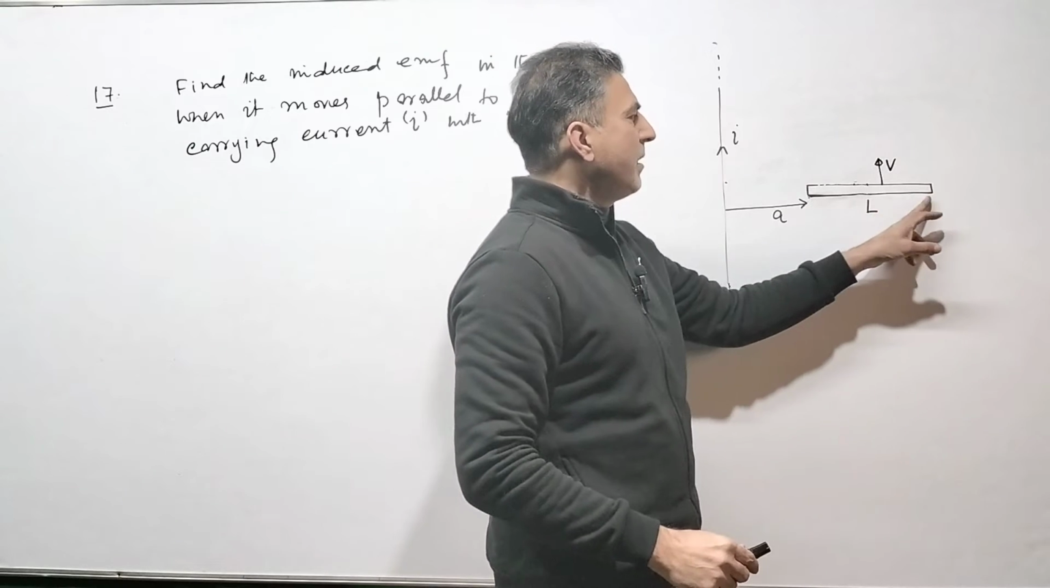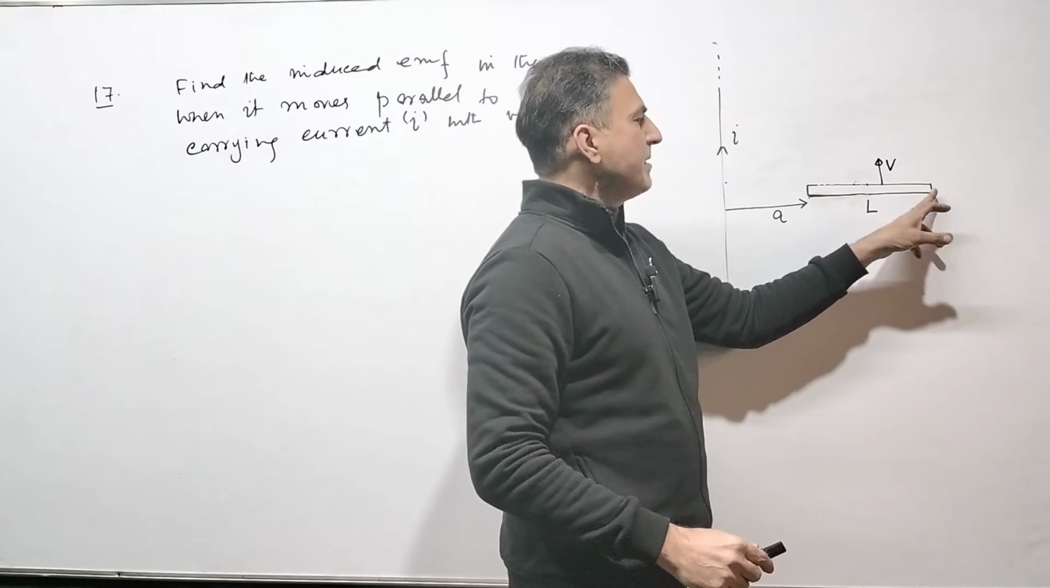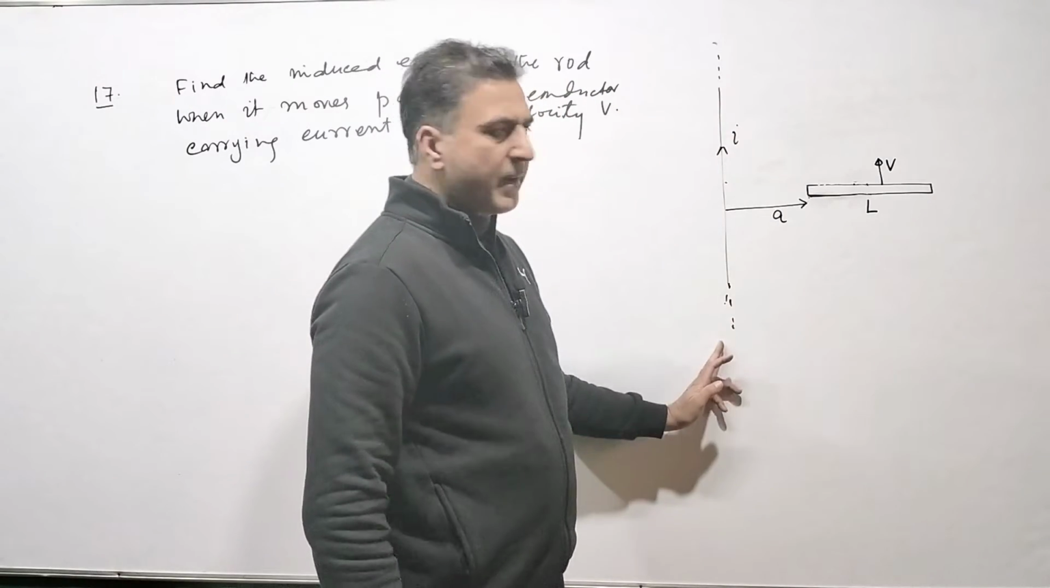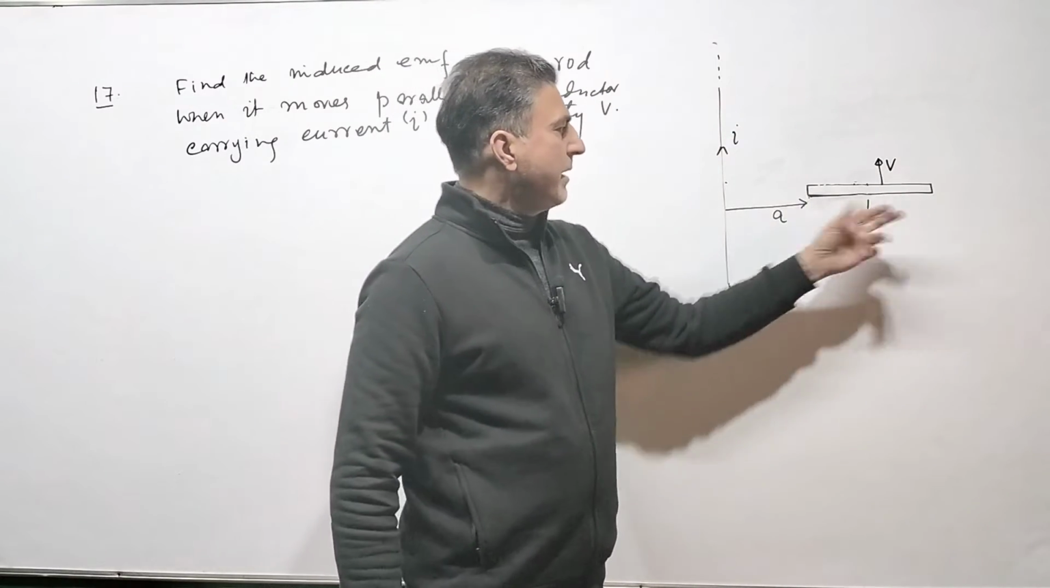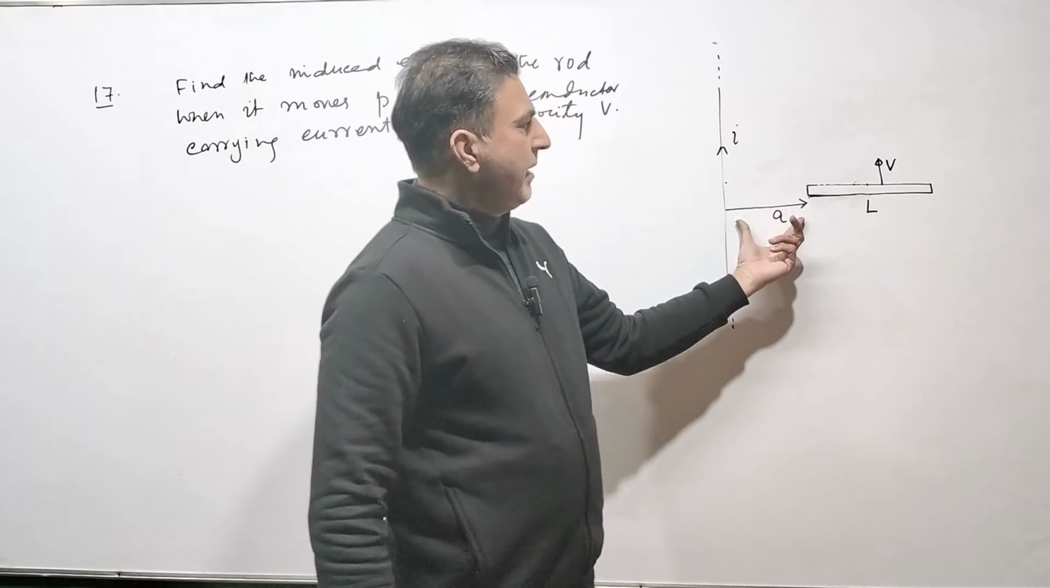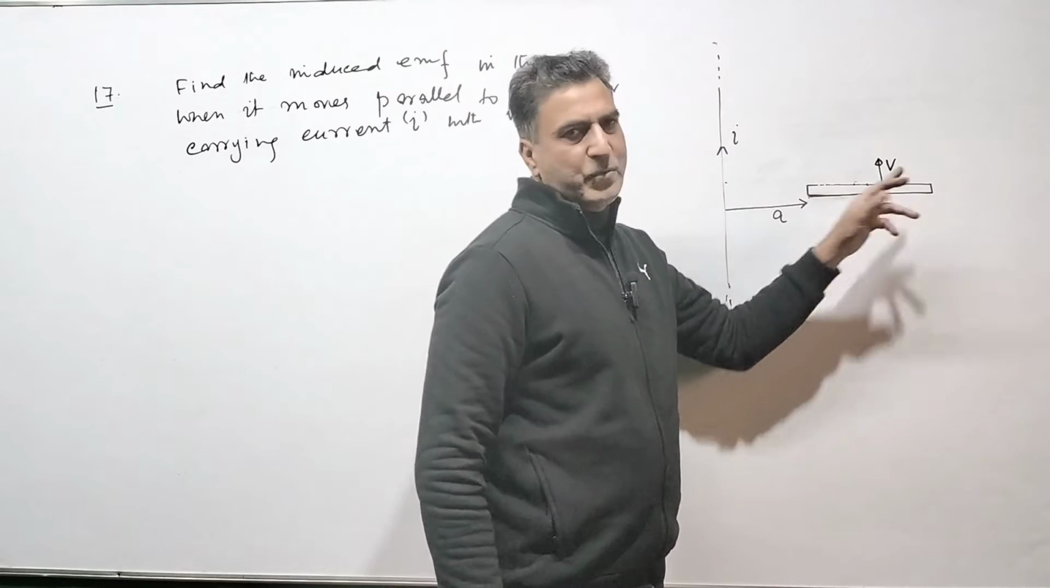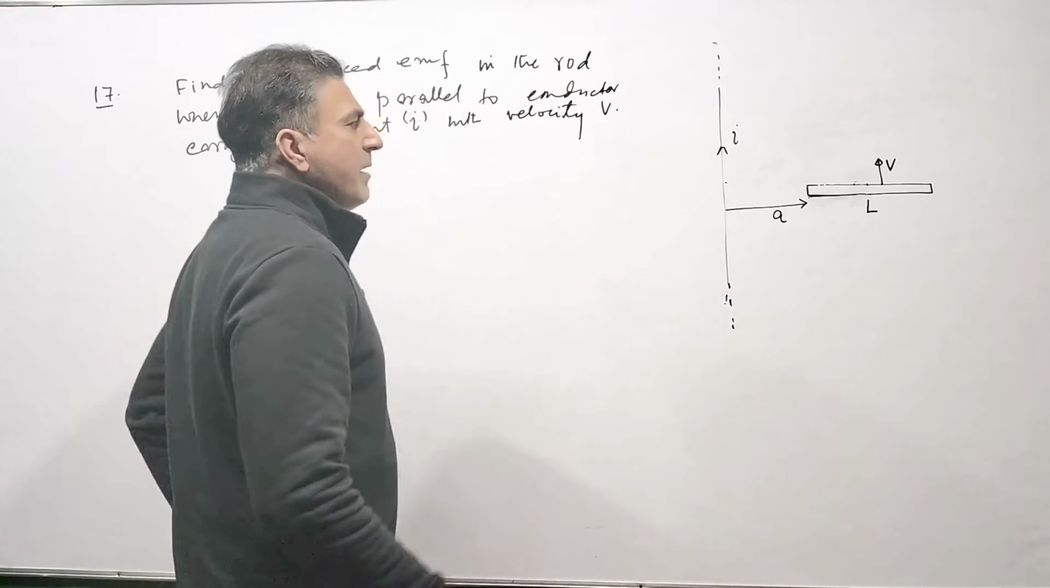We have to see how much induced EMF is developed across the rod. That's our question. You can look at it. A current carrying conductor and a rod at a distance a, and the rod moves up parallel to the conductor, and we have to see how much is the induced EMF. So what do we need to do? Here we have a problem.